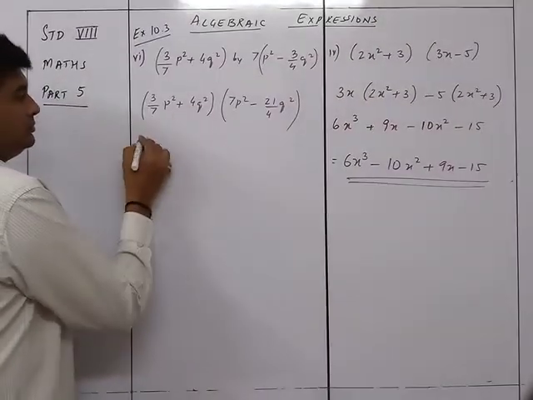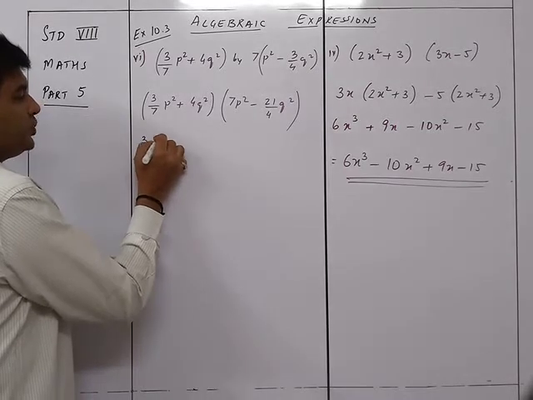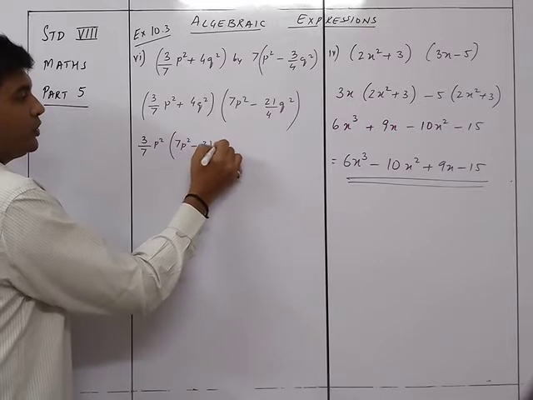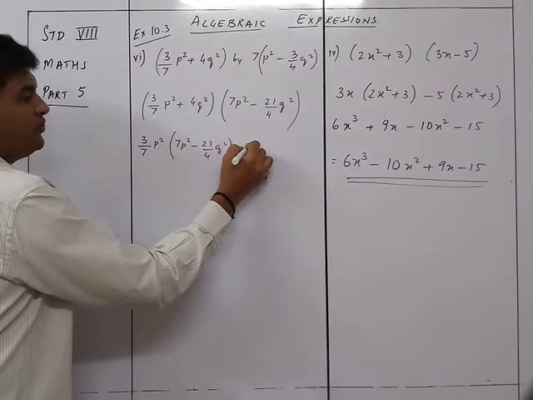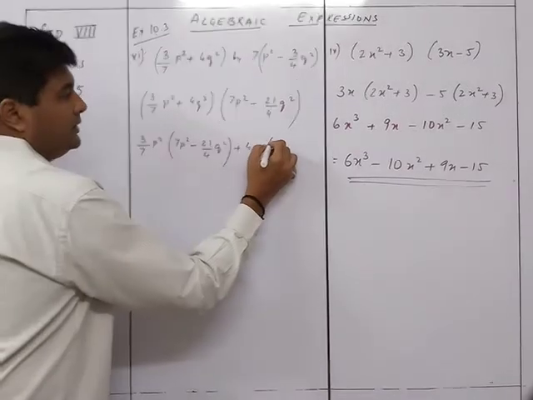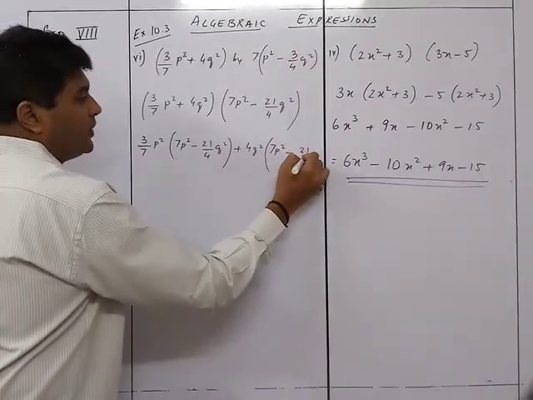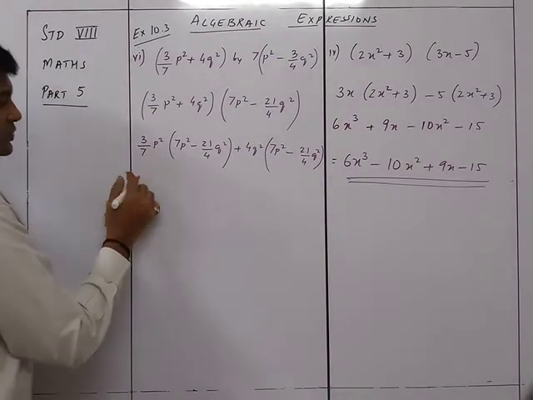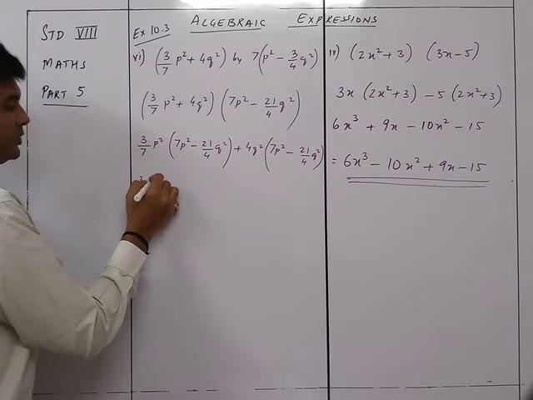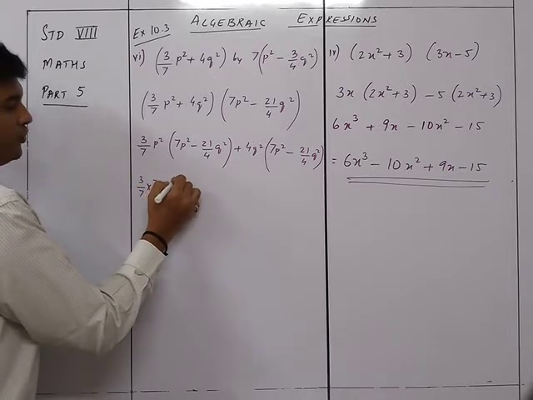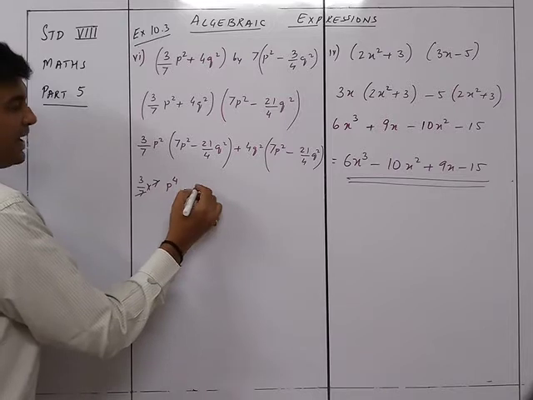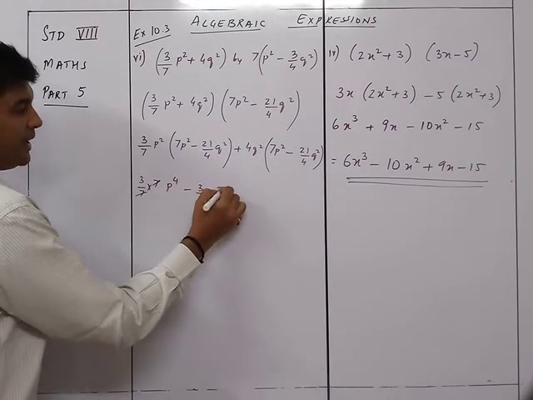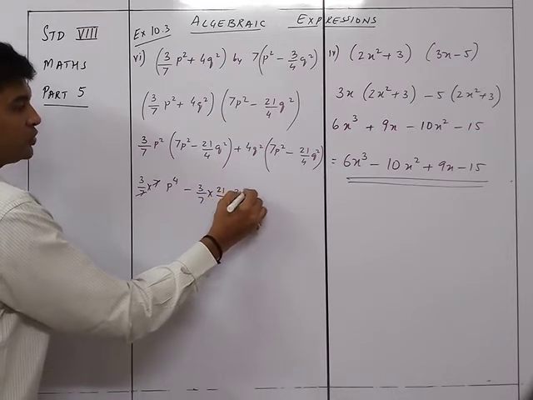Now 3 upon 7p square into bracket 7p square minus 21 upon 4q square, plus 4q square into 7p square minus 21 upon 4q square. Multiplying this, we get it as 3 upon 7 into 7, p raised to 4, 7 cancels, minus 3 upon 7 into 21 upon 4, p square q square.